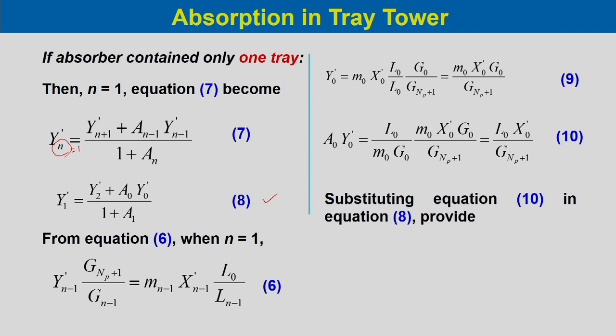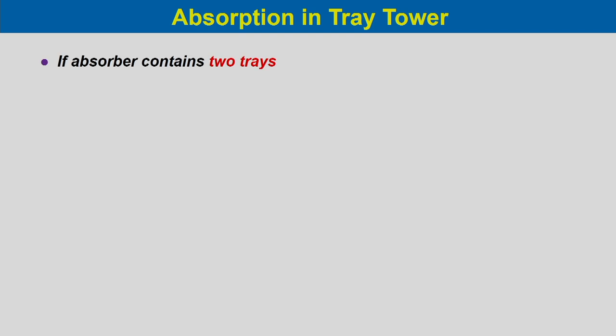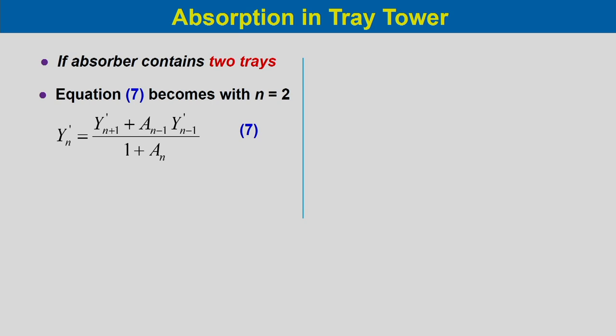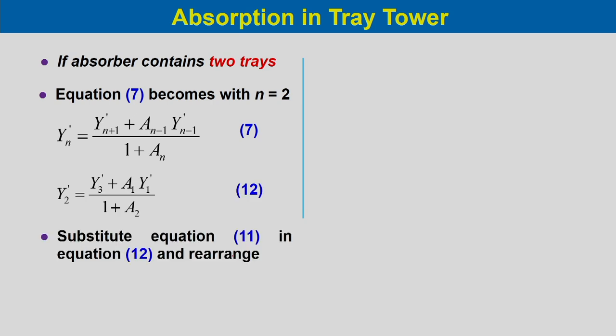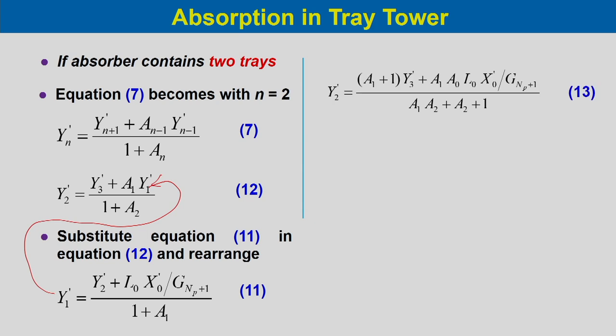So, substituting this equation 10 in equation 8 over here, we will obtain equation 11, which is y_1' would be equal to y_2' plus L_0 x_0' divided by G_{n p+1} by 1 plus a_1. So, this is y_1', and then similarly if we just proceed for 2 trays, we will just substitute in the same equation 7 with n is equal to 2, and essentially you will obtain y_2'. Substitute equation 11 in equation 12 which we have obtained. This is equation 11 which we have derived for y_1'. So, substitute this y_1' into this, and you will essentially obtain this relation, equation 13.